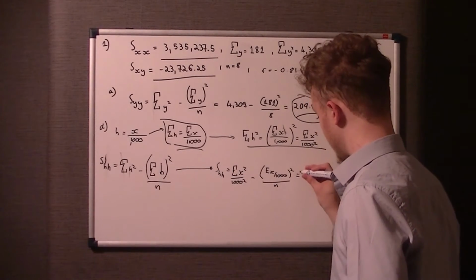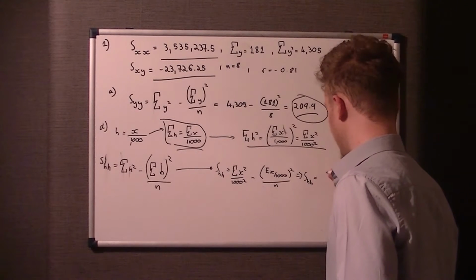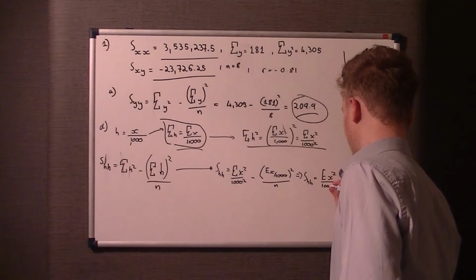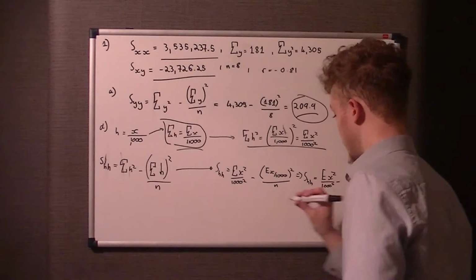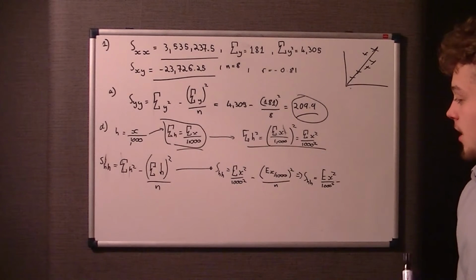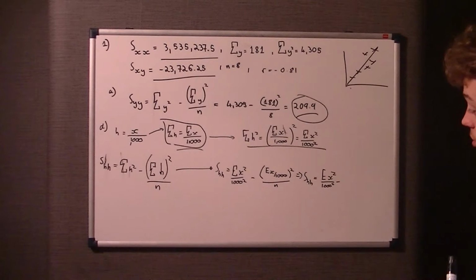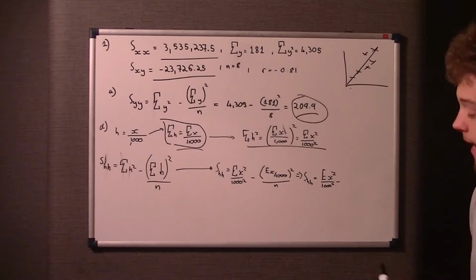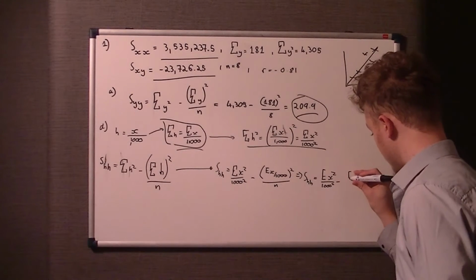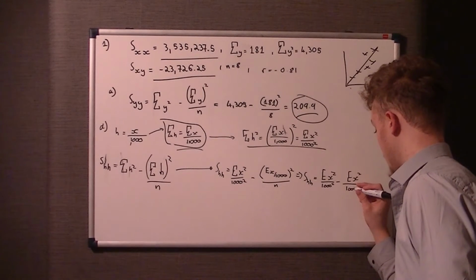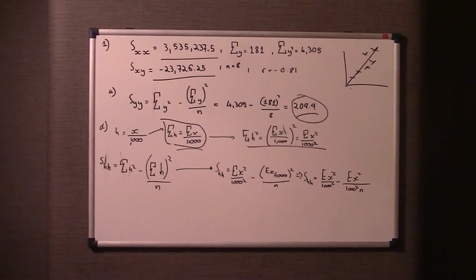Okay, so the sum of SHH is equal to, well, the first bit doesn't change for the moment, I'm not simplifying that, so it's just sum of x squared over 1,000 squared. But this sum of x over 1,000 all squared, well, it's just going to be a sum of x squared over 1,000 squared over n. Okay, now, when we divide that by n, what we're going to get is the sum of x squared over 1,000 squared n. Okay, so hopefully that makes some kind of sense.